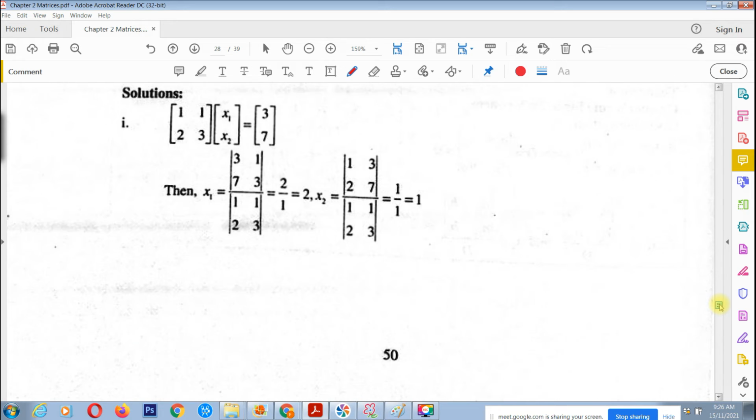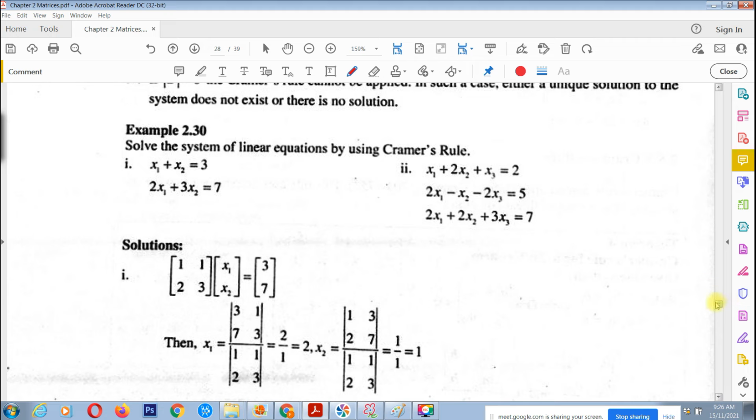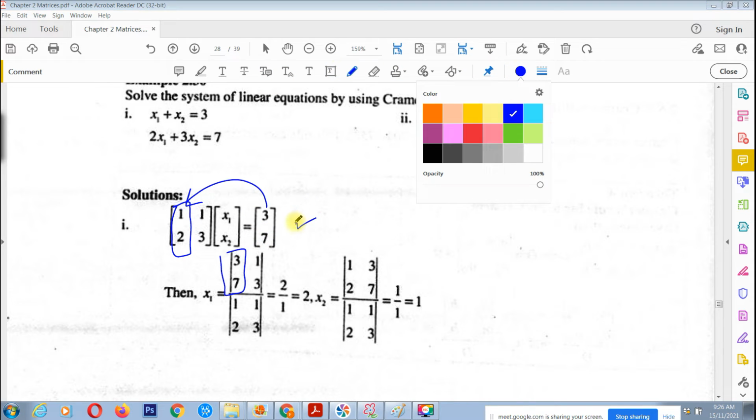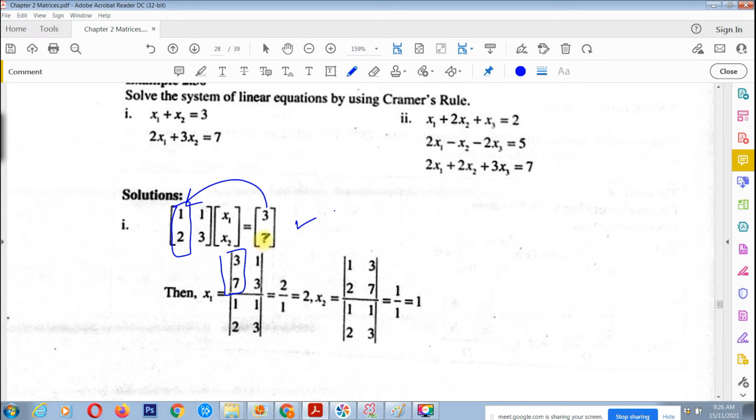For example, this is simple. First we perform with this matrix form. So we got x1 is this 3 7, and then we replace this equation with this. And then for the second row here, we replace it, because it is S2.